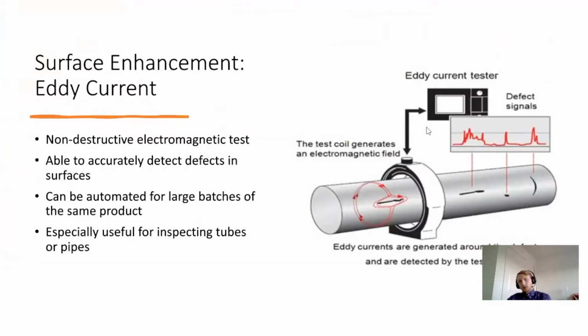Another example of surface enhancement procedures would be the eddy current. This is a non-destructive electromagnetic test. Eddy currents are an induced current produced when a conductor is placed in a changing magnetic field. This eddy current is able to accurately detect defects on surfaces. The eddy current can be automated for large batches of the same product. And the eddy current is especially useful for inspecting tubes or pipes.